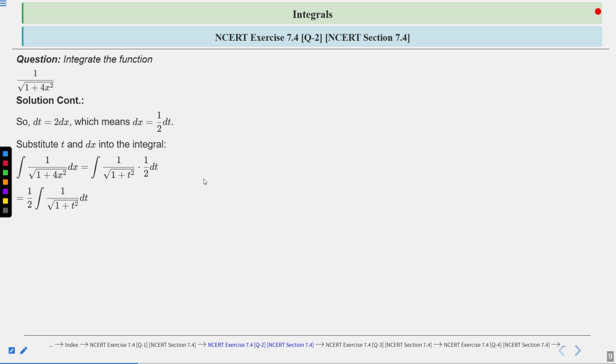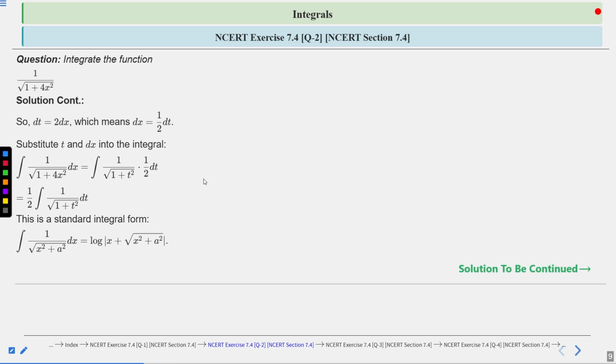So this will be basically equal to 1 by 2 integration of dt upon root over 1 plus t square. Now this is a standard integral form. We know that the integration of 1 upon root over x square plus a square dx is basically equal to log mod x plus root over x square plus a square.